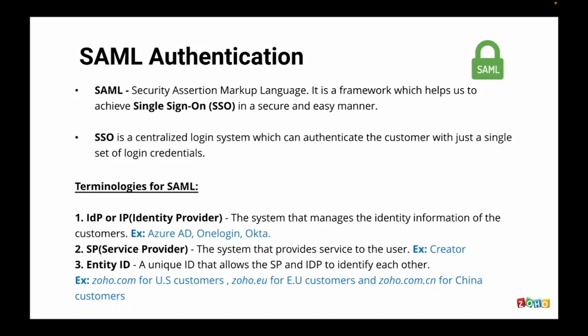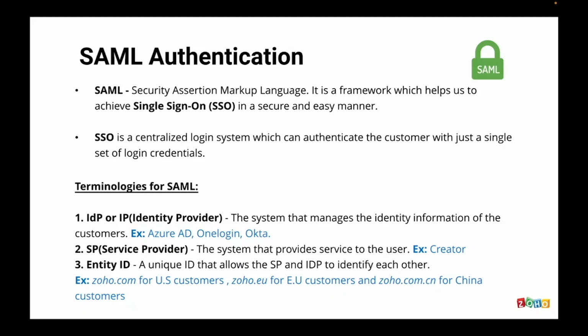So before getting started, you will need to get to know about terminologies for SAML, which is IDP, SP, and entity ID. So IDP is identity provider. So here we have a couple of examples, which is Azure Active Directory, OneLogin, or Okta. So identity provider is where the system manages the identity information or credentials of the user. And service provider is going to be the application portal or a website. So in our case, it's going to be Zoho Creator portal. And then we have the entity ID.